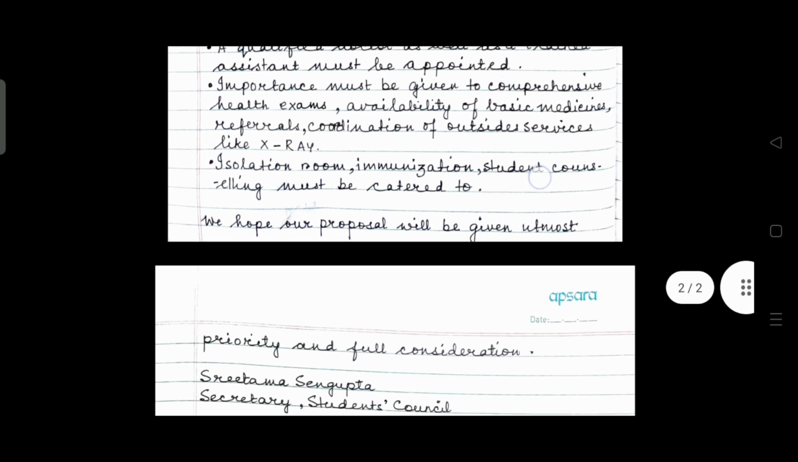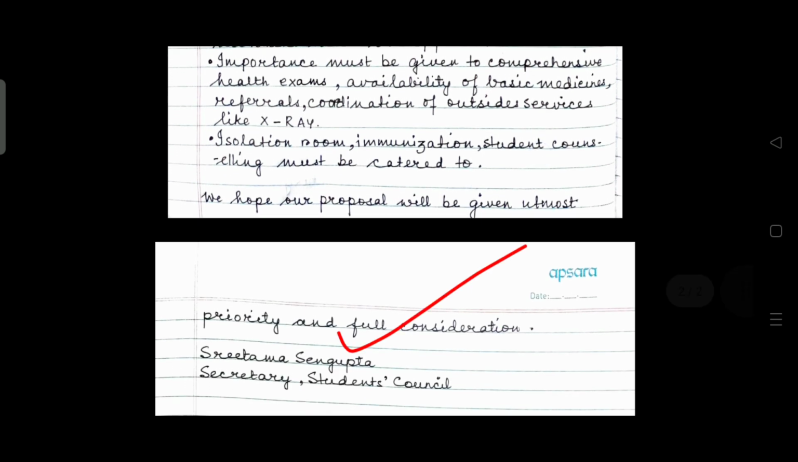and then end your proposal by writing, "We hope our proposal will be given utmost priority and full consideration." Leave one line and then start writing this ending. An appropriate ending must be provided. After that, leave another line and write your name and designation.